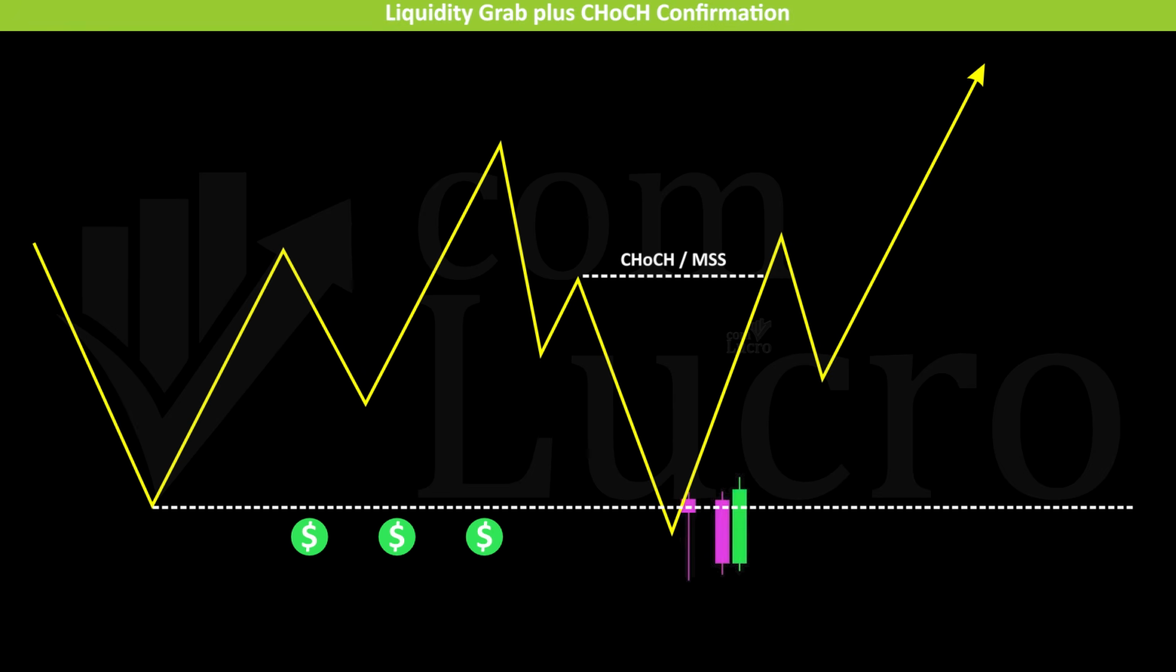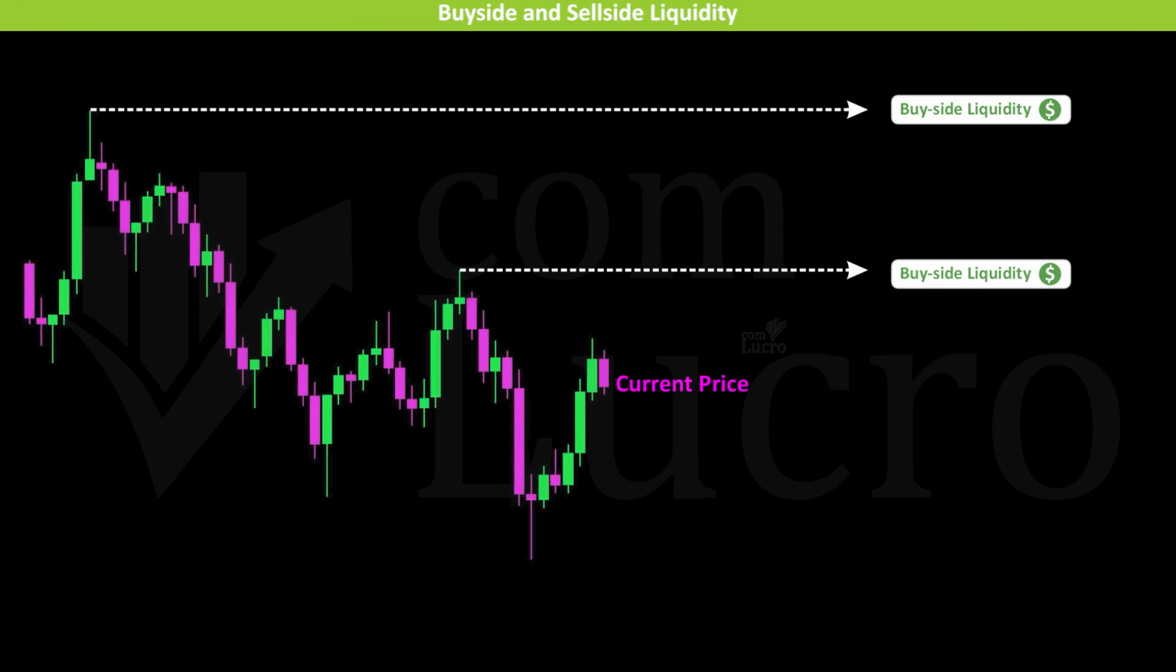Now that we understand liquidity levels and liquidity grab patterns, let us take it one step further and discuss buy-side and sell-side liquidity and how market makers engineer these areas. The liquidity above a high or cluster of highs is called buy-side liquidity, while the liquidity below a low or group of lows is called sell-side liquidity. Here's the key idea.